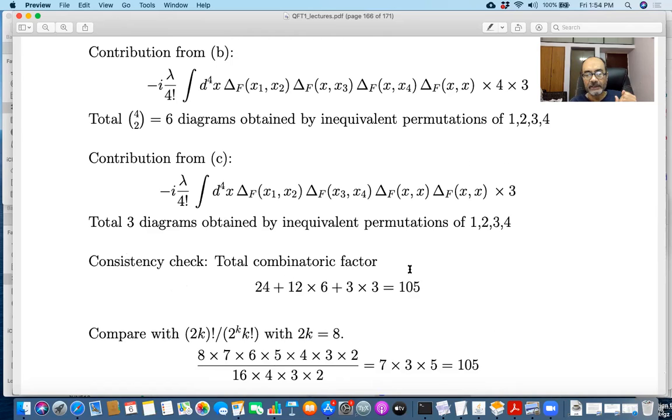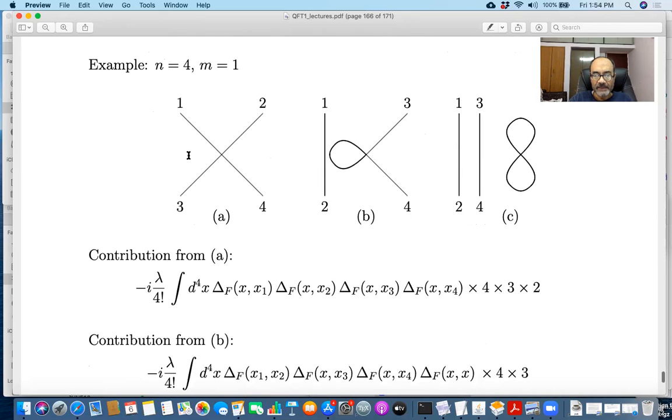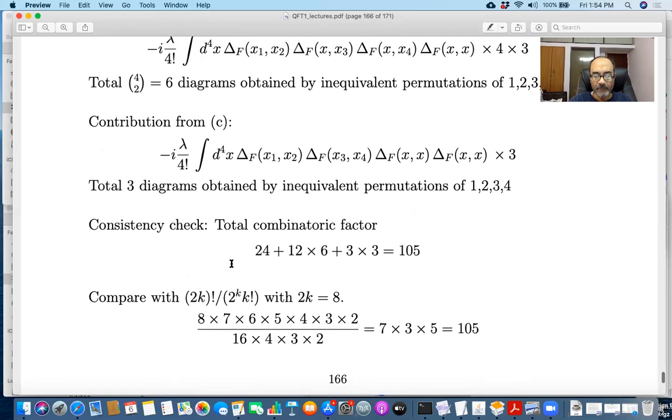Now you can ask, what should you have gotten? The way you can see what you should have gotten is from the starting point. How many phi's did we have to begin with? 1, 2, 3, 4 from here, and 4 phi's from here. So we started with 8 phi's, and you could have connected these 8 phi's in different ways. The total number of such possible connections we had calculated earlier. That was given by 2k factorial over 2 to the k times k factorial, where 2k is the total number of phi's that you start with.